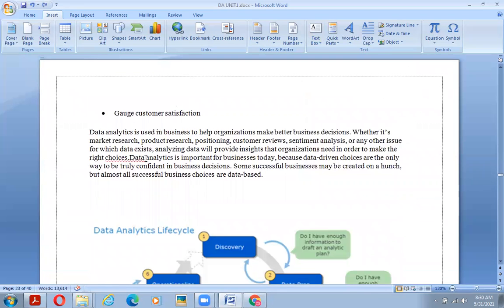Next, data analytics is used in business to help organizations make better business decisions, whether it's on market research, product research, positioning, customer reviews, sentiment analysis, or any other issues where data exists. Analyzing data will provide insight that organizations need in order to make the right choices. Data analytics is important for businesses today because data-driven choices are the one way to be truly confident in business decisions.